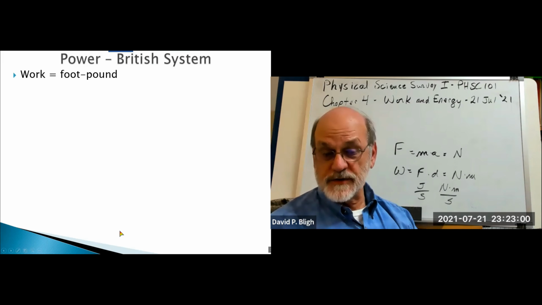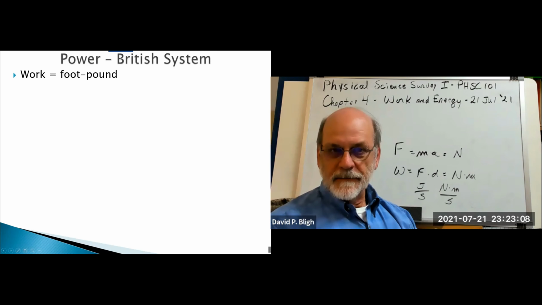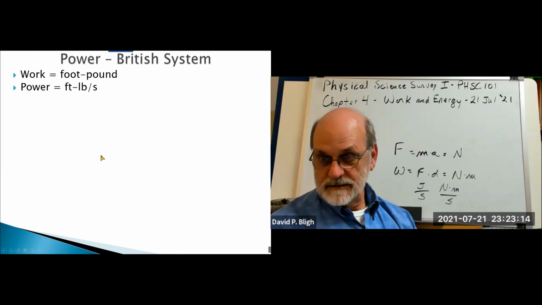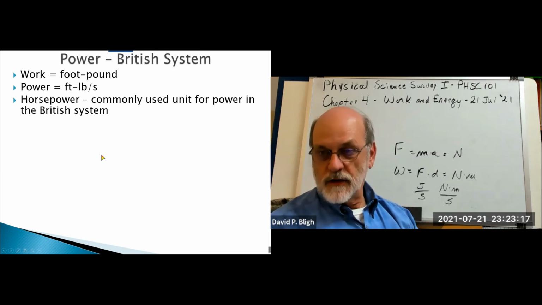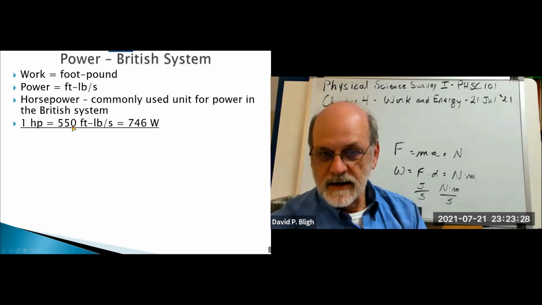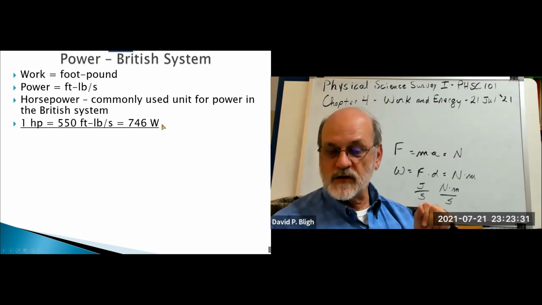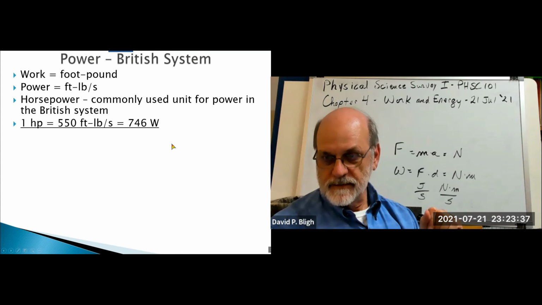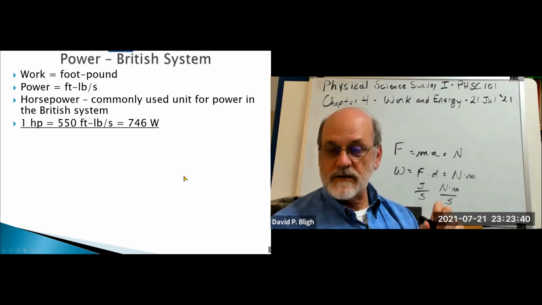Now, just for illustration purposes, because in the United States we still adhere to the British system for many of our units of measure, work is a foot-pound. Power is a foot-pound per second. But we also have other derived units from that. The horsepower was derived from foot-pound per second, and 1 horsepower is 550 foot-pounds per second, or equal to 746 watts. So now we're converting from the British system to the international system, or the metric system. So that gives you a conversion factor.